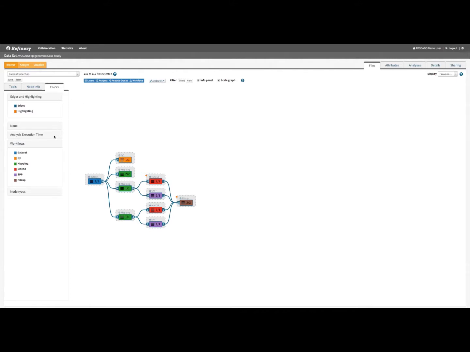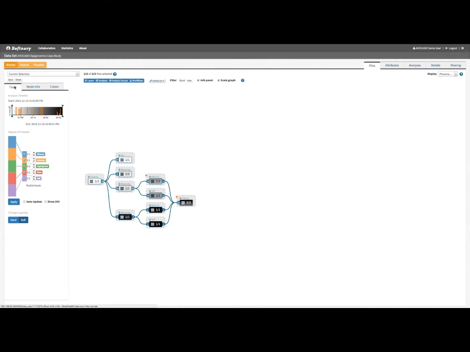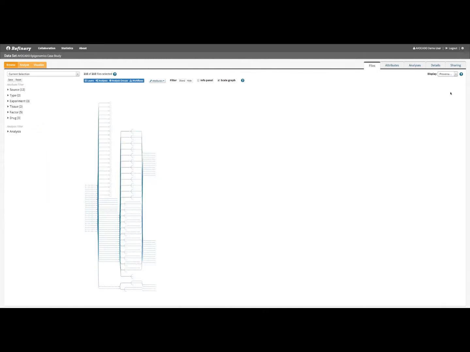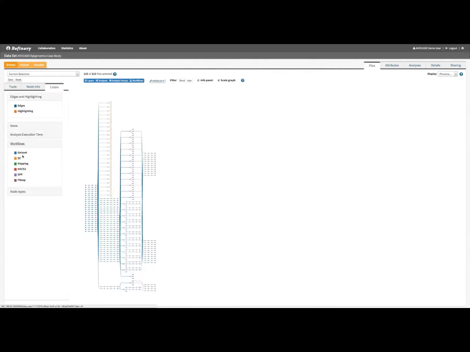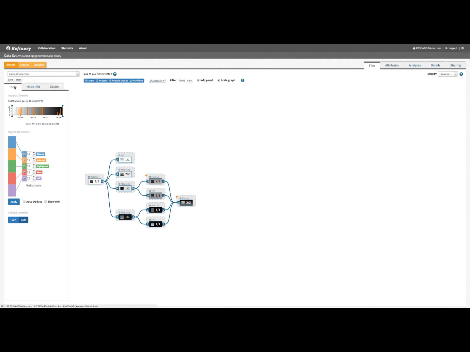We can learn more about the structure of the study by mapping other attributes to the node color. For example, we can map the analysis execution time and the darker node processed them. So what happened here, let me just jump back to the beginning, that's unfortunate. Here, what I'm showing you is, rather than mapping the workflow color onto these nodes, I just mapped the time when these workflows were executed onto the nodes. So this gives us a sense of what was done recently.